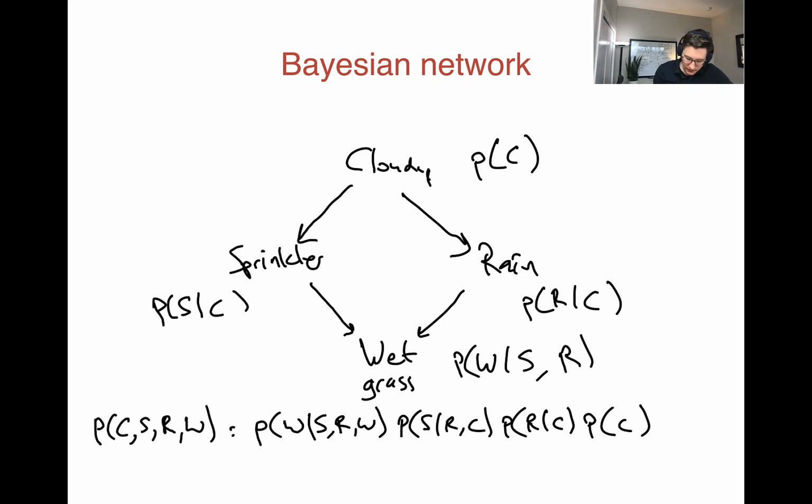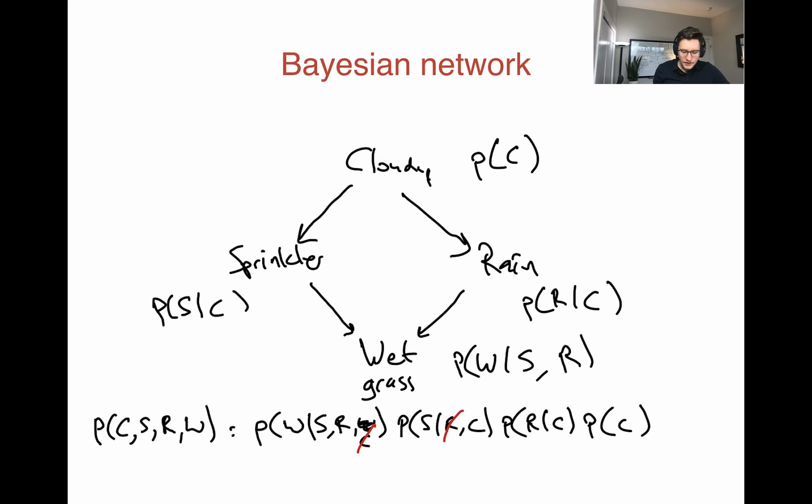I made a mistake here. This should be cloudy there. I think everything else I got right. Yep. Okay, so now we know the distribution of wet grass given sprinkler and rain, which means that we don't need C in the condition here. Same thing goes for this one. We don't need rain to define cloudy.